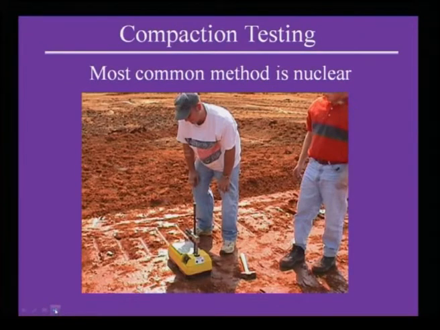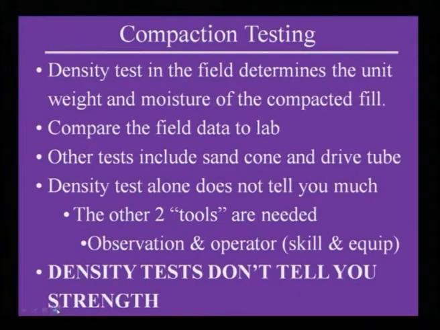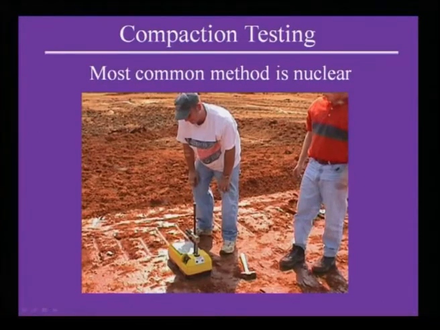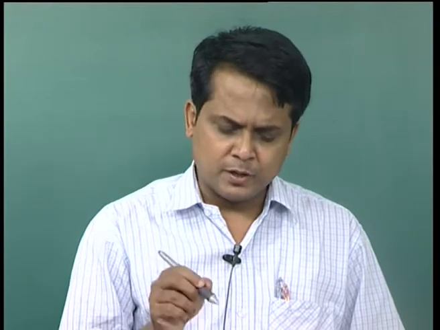The most common method is the nuclear method of compaction testing. How, by means of the nuclear method, has the compaction testing been measured or done? Density test in field determines the unit weight and moisture of the compacted fill. That means if you go for a density test in the field, you can find out the compaction, relative density, as well as the moisture content during this compaction.